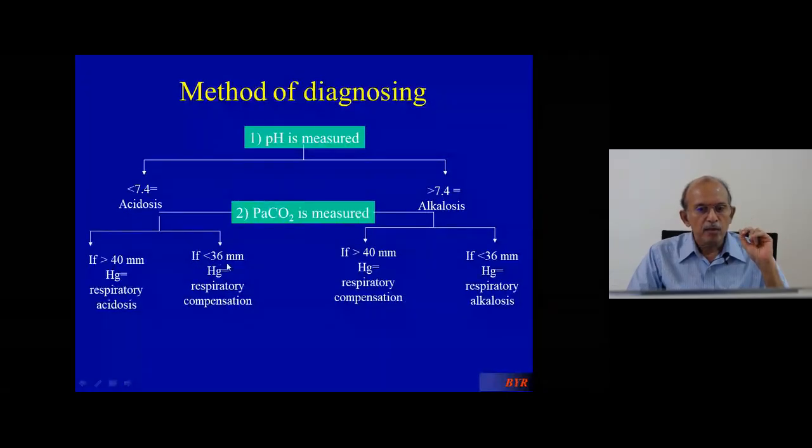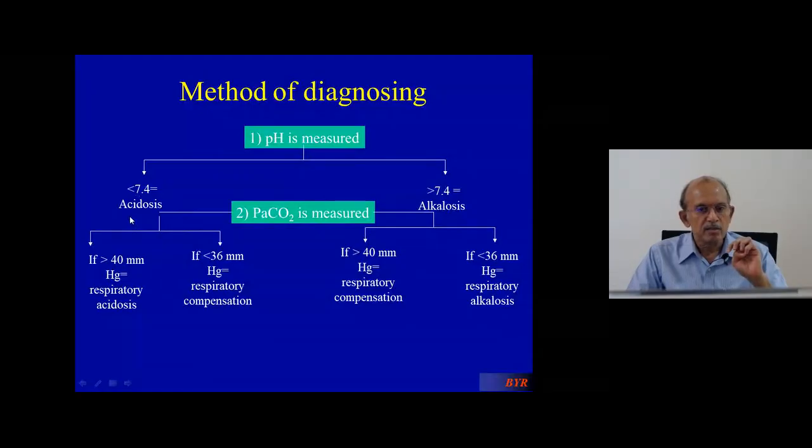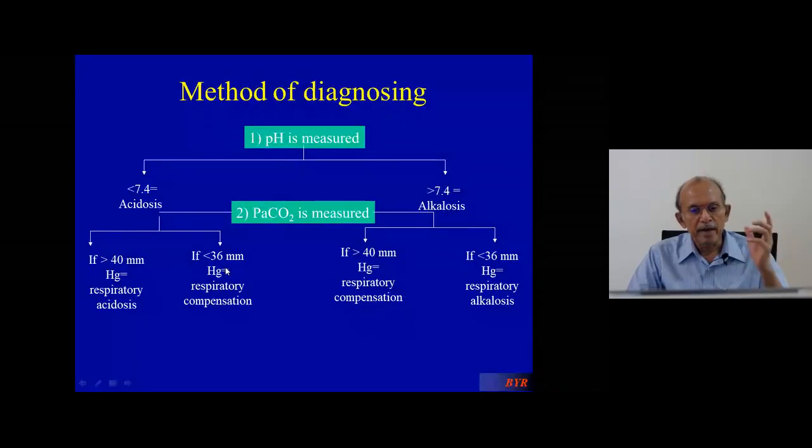If the partial pressure tension is less than 36 millimeters of mercury, normally 36 to 40. So in acidosis, the carbon dioxide level is low. Why? Because when it is less than 36, it is not the cause for the acidosis. Is it okay? If it is less than 36, it is not the cause for acidosis.